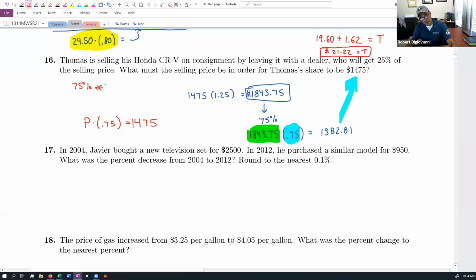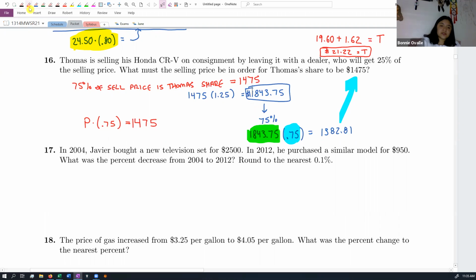75% of the sell price is Thomas's share of the money, right? And we want that to be equal to 1475. So 75% of the sale price is exactly the sale price times 0.75. So how can I get the price by itself now? If I'm multiplying by 0.75, how can I get the P by itself? Wouldn't you multiply P times 0.75, get it together, and then isolate it?